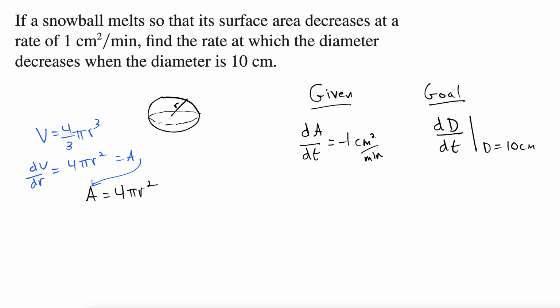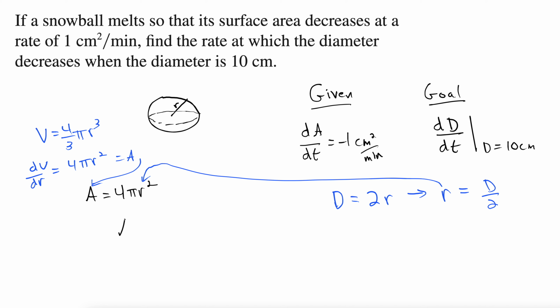Okay, we're almost there. We related area and radius, but we need area and diameter since those are the two quantities we're talking about in our givens and our goal. So let's use a little bit of geometry. It's not much geometry, but note that diameter is twice the radius. So that tells us that the radius is diameter over 2. Plug that in right here, and then we can take the derivative. So the area is 4 pi times D over 2, quantity squared. So that gives us area is actually pi D squared.